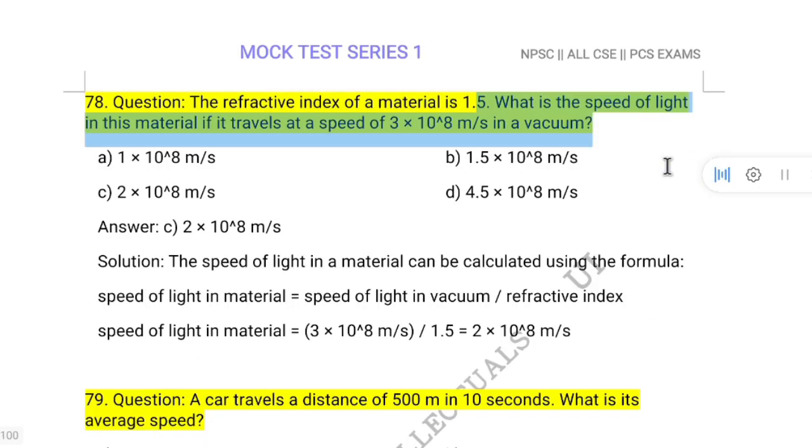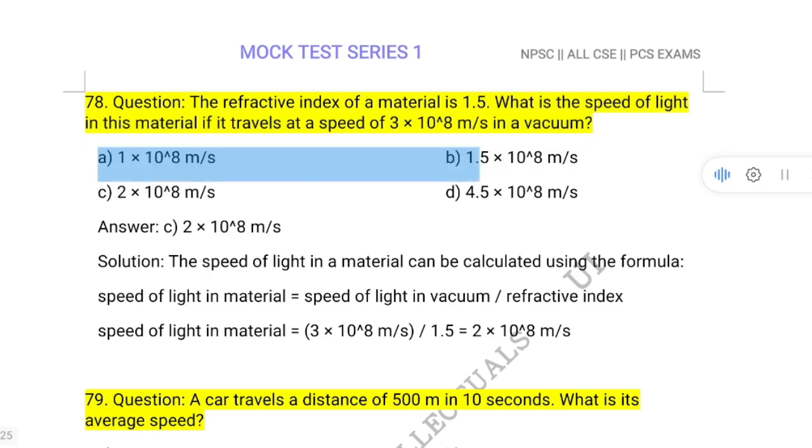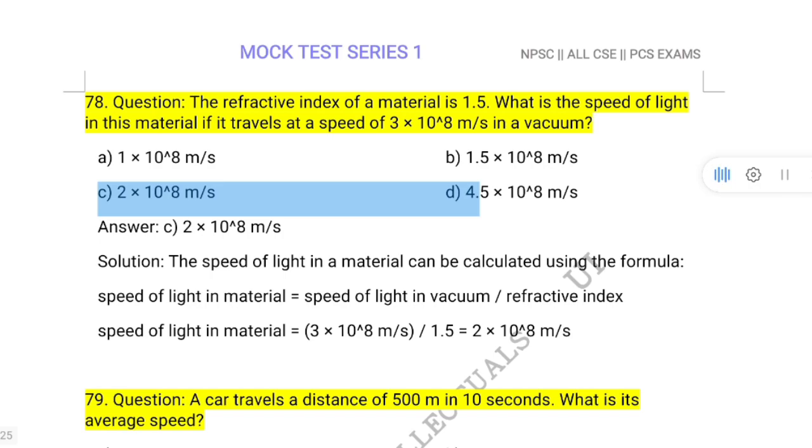78. Question. The refractive index of a material is 1.5. What is the speed of light in this material if it travels at a speed of 3 times 10 to the 8 meters per second in a vacuum? A. 1 times 10 to the 8 meters per second. B. 1.5 times 10 to the 8 meters per second. C. 2 times 10 to the 8 meters per second. D. 4.5 times 10 to the 8 meters per second. Answer: C. 2 times 10 to the 8 meters per second.